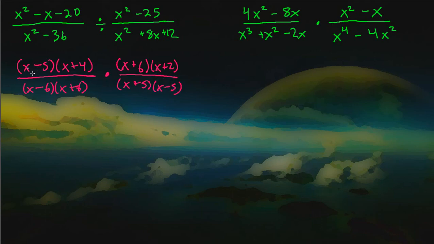Now I cross cancel. See, I have multiplication, so I can cross cancel. And then that gives me the final answer. So top times top, bottom times bottom.